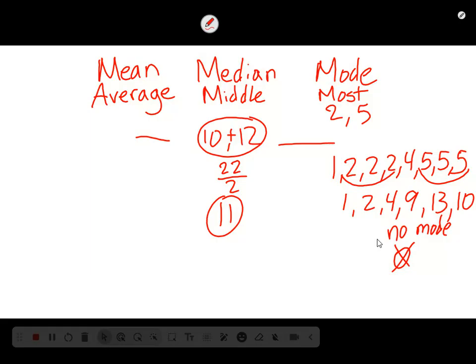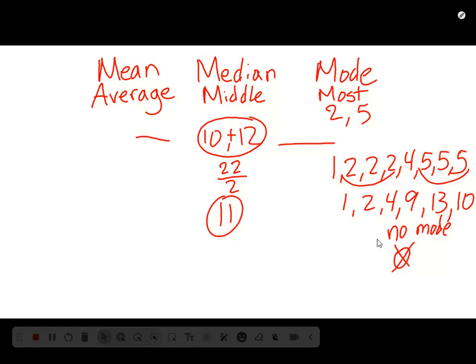So, we can say no mode. We can have multiple modes. We can have one number for the mode. But you don't put a 0 if it's no mode. It's not 0 modes. It would be no mode, or none. Something like that.